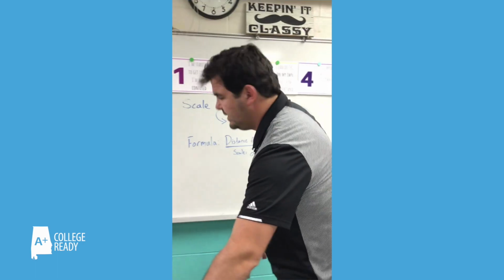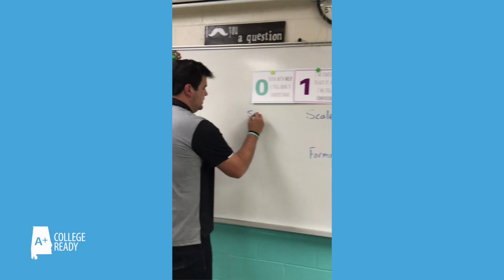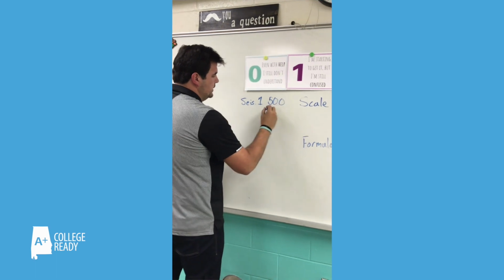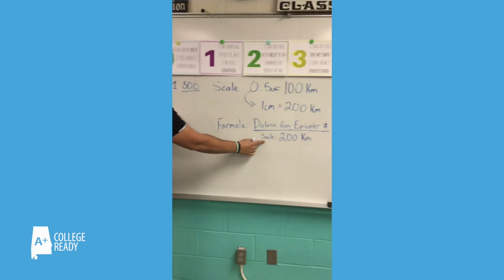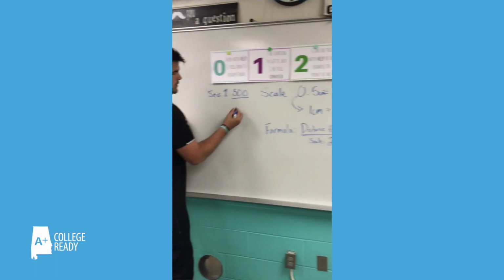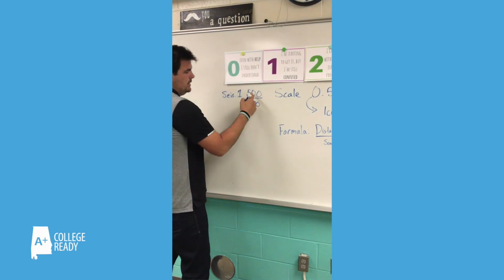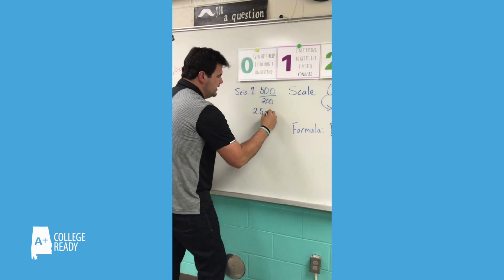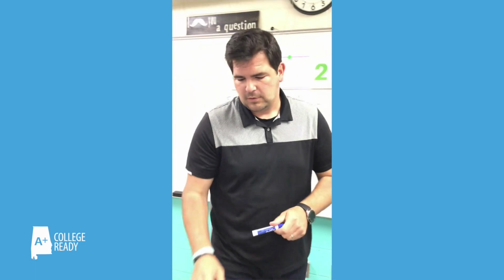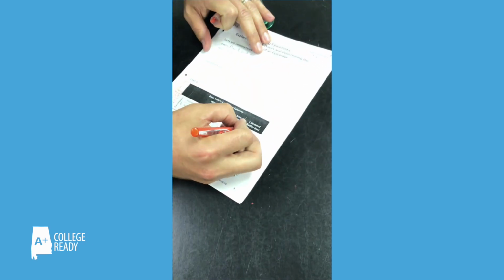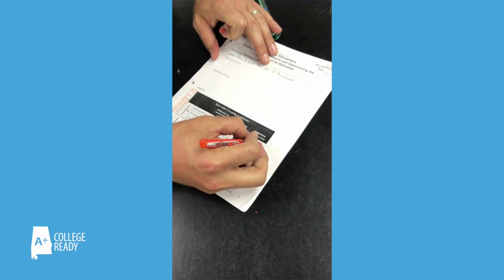So what we would do is we would then take, all right, I have size 1, it was 500, and notice for my formula, I used the scale, which is 200 kilometers equals 1 centimeter. So I put 200 underneath, I divide 500 by 200, and what I'll get is 2.5 centimeters. And I will record that calculated radius right here as 2.5 centimeters.